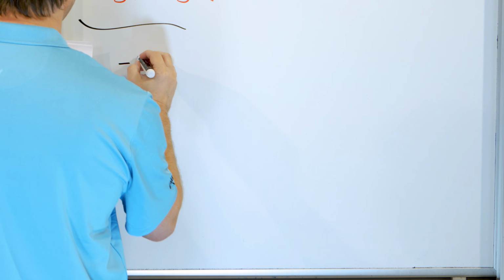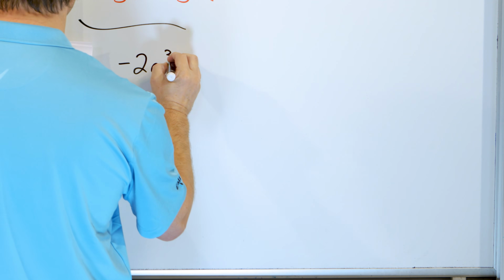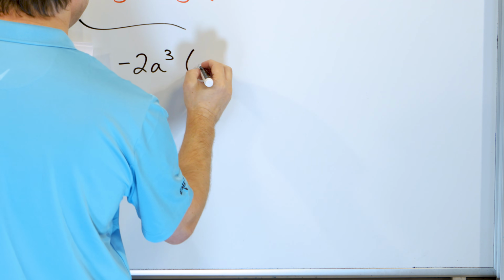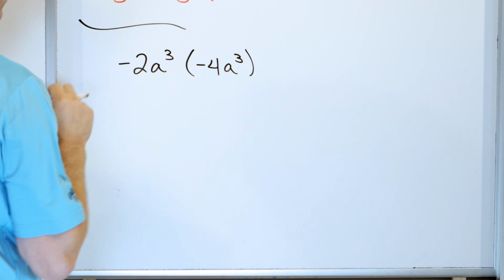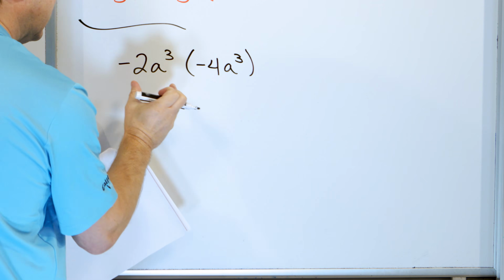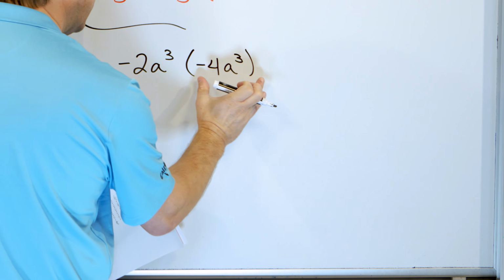Let's take a look at negative 2a cubed, and then we're going to multiply that by negative 4a cubed. Now, I chose to wrap this in parentheses. This looks clear because whatever this is, it's multiplied by whatever this is.